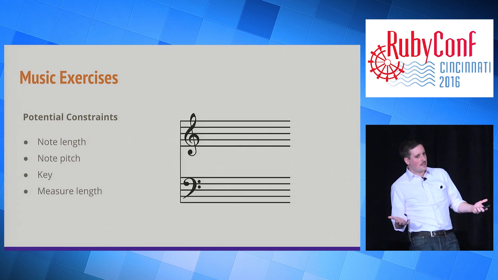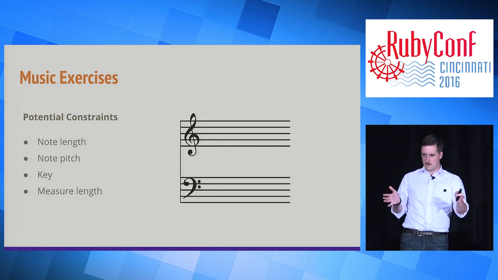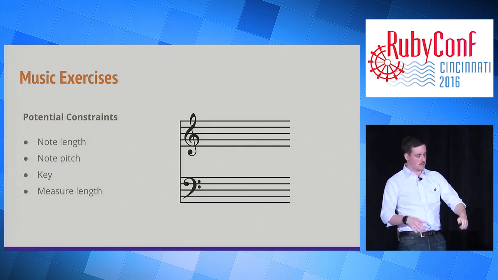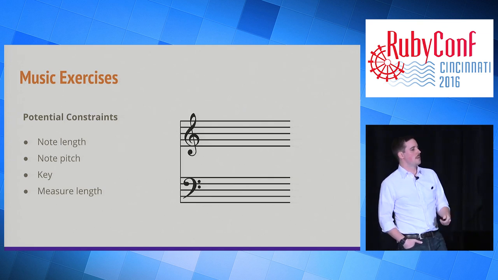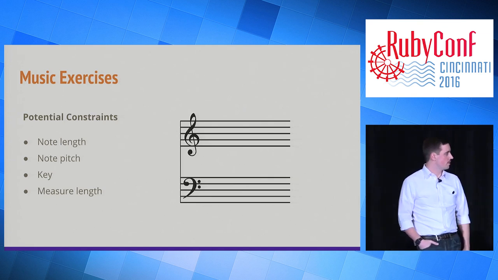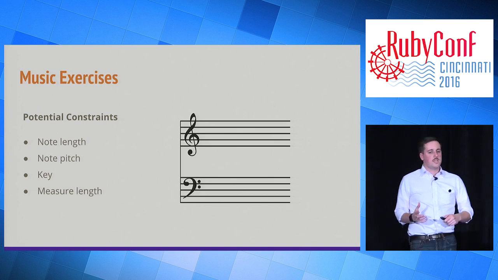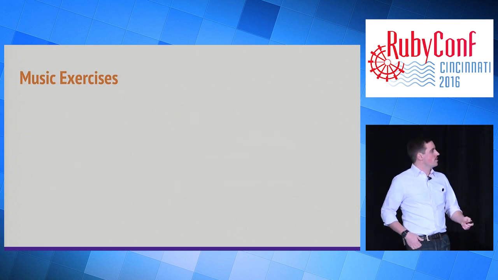Note length. Only so many different lengths of notes we can play, and only so many different pitches on the scale. Only so many different keys, if you're familiar with your circle of fifths. And each of these variables that goes into it, we can define a range of potential values and leave it up to the computer. And you can imagine something like this.